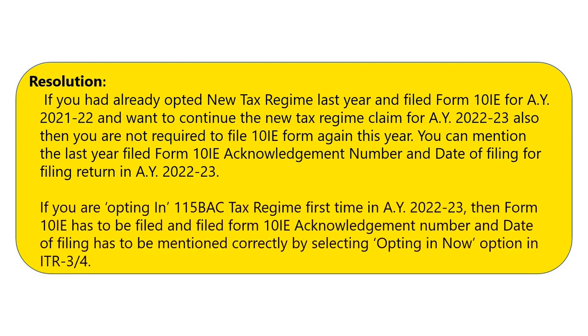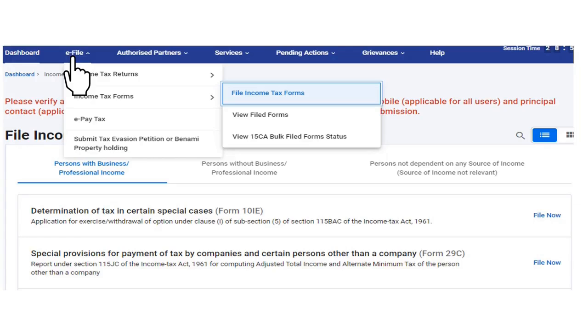However, if you're opting for the new tax regime for the first time in the current assessment year, then you're required to file Form 10IE. Let us look at step by step how we file Form 10IE. In order to file Form 10IE, post login you can go to the e-file tab and then reach Income Tax Forms. Click on File Income Tax Forms.